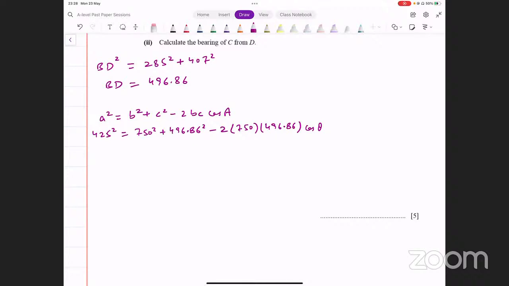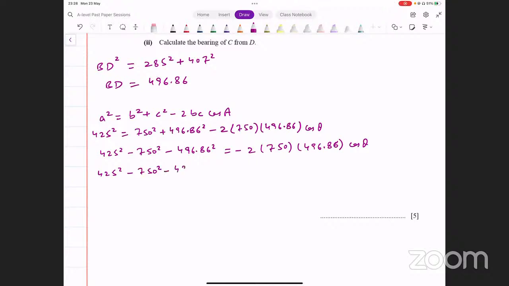Okay, so let's actually simplify everything first. 425 squared. Let's actually leave it like this. हमारे पास क्या आ जाता है? 425 squared minus 750 squared minus 496.86 squared equals minus 2 into 750 into 496.86 into cos theta. ठीक है? अब ये पूरा जाके हम लेफ्ट साइड पे डिवाइड कर सकते हैं. 425 squared minus 750 squared minus 496.86 squared, whole divided by minus 2 into 750 into 496.86. On the right side you've got cos theta.